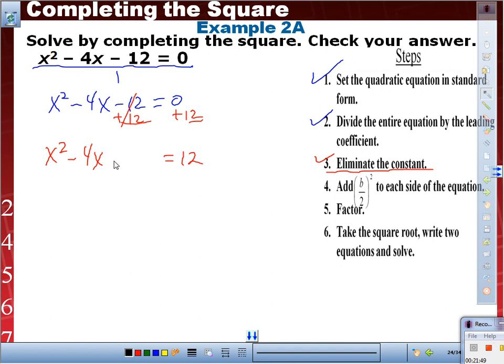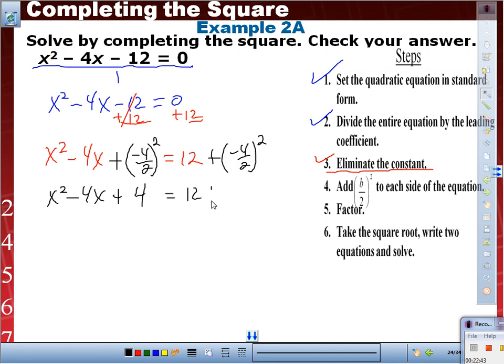Okay, let's see. You should have added parentheses negative 4 over 2 squared to each side. Negative 4 over 2 squared. Hands if you did that. Then we simplify that and we write x squared minus 4x plus, negative 4 divided by 2 is negative 2 squared, that's positive 4, equals 12 plus 4. Can we simplify the right side? Yes, 16 equals x squared minus 4x plus 4.